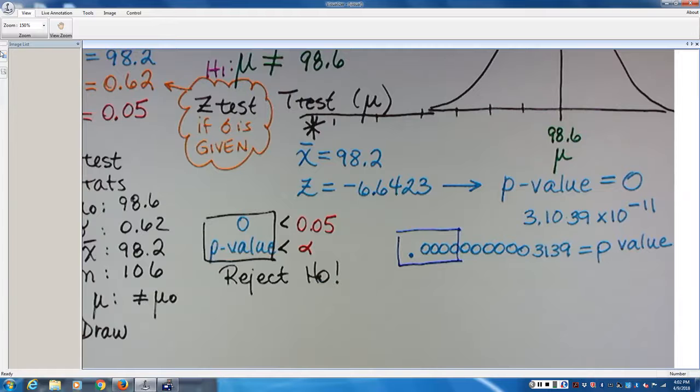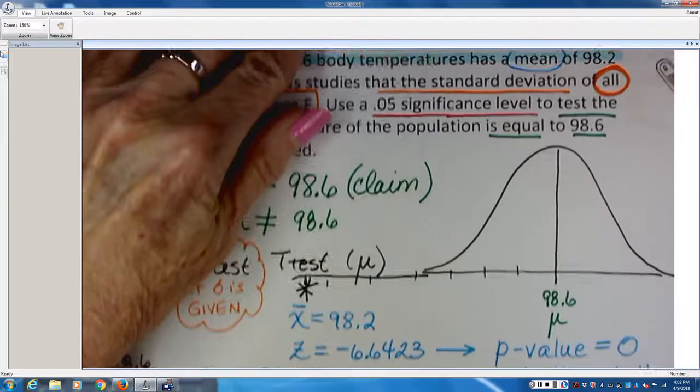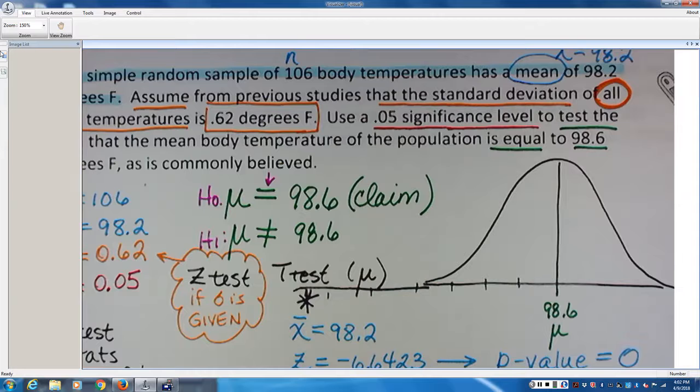So we've decided that H0 is not true based on the evidence. What does that mean about the claim? The claim's not true. They've told you all your life the mean body temperature is 98.6. It is not. And that really is true.